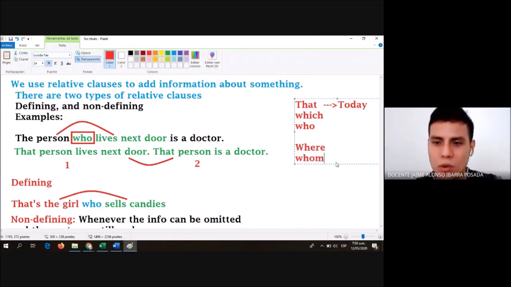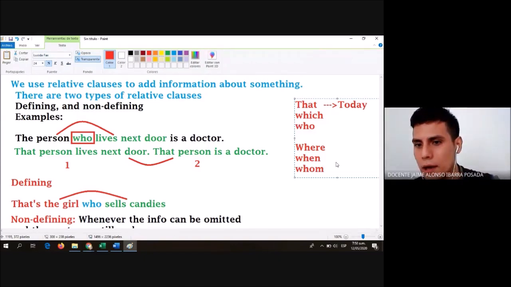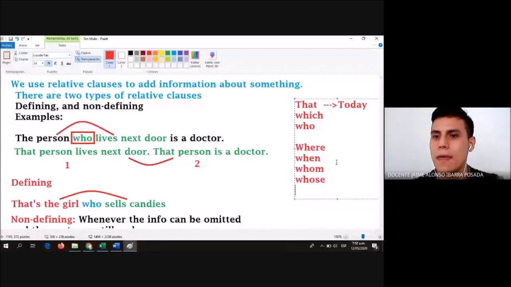Where? Maybe whom. Whom is more old-fashioned. Where? Which? Whom? When? And others. I think there are others. Whose? Okay, those things.